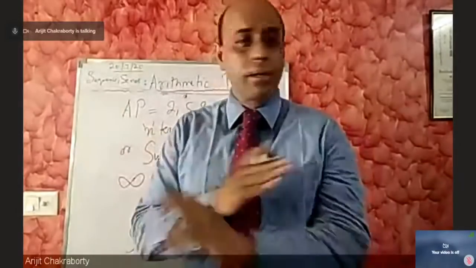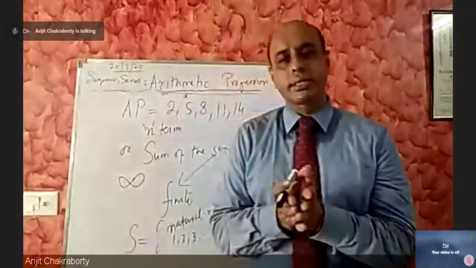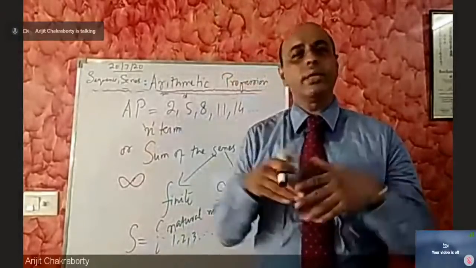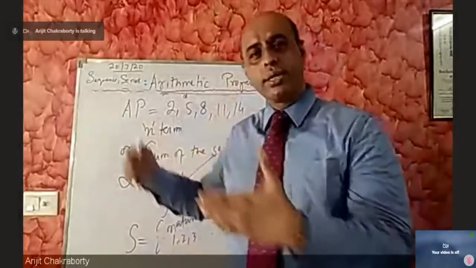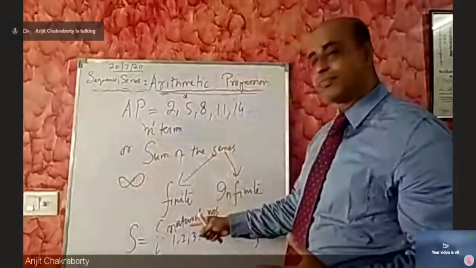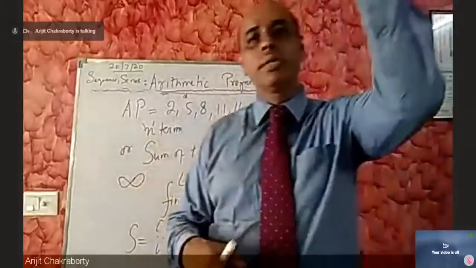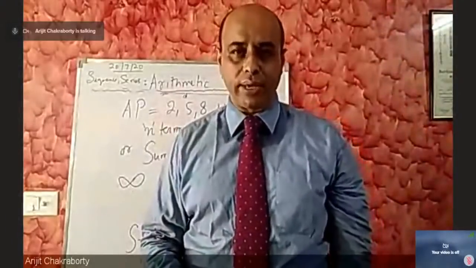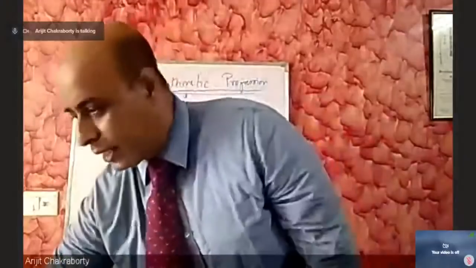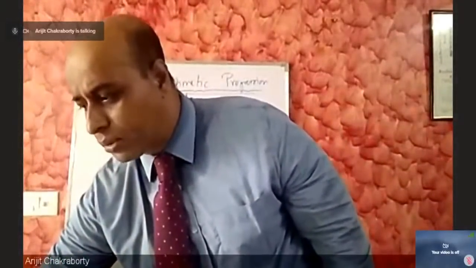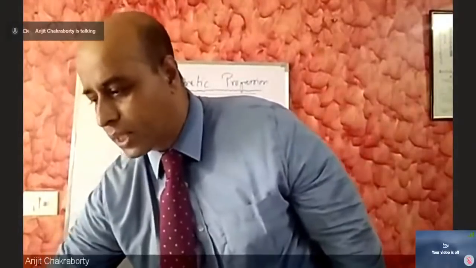Infinite series. Because you cannot count, you cannot limit, you cannot compute, it goes on and on. And finite is something which can be counted, there's a boundary, there's a limit, there's a ceiling, and it can be computed that way. Right. Fine. Now let us see the formula for finding out what is the nth term.